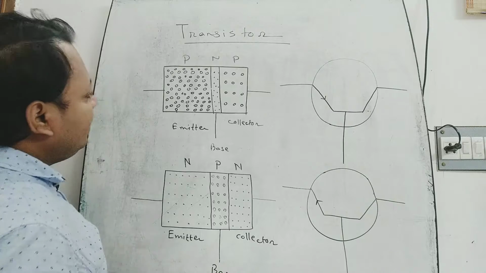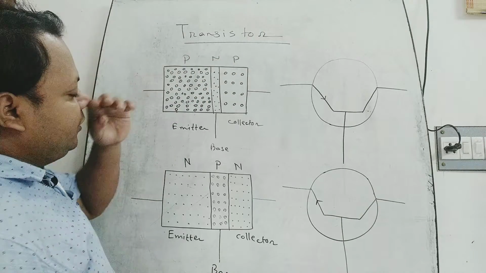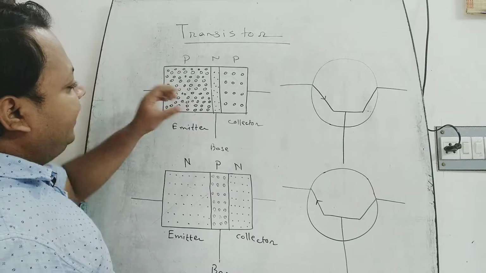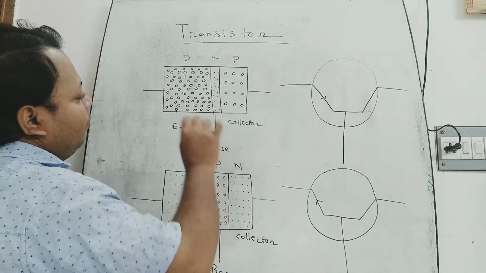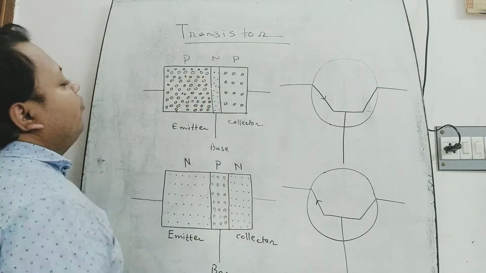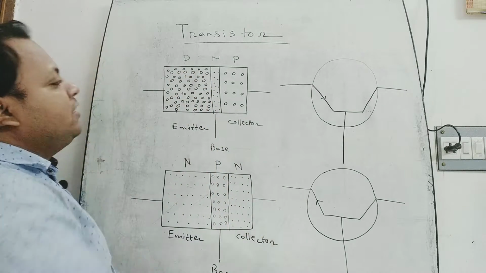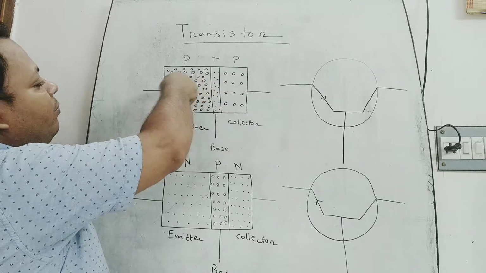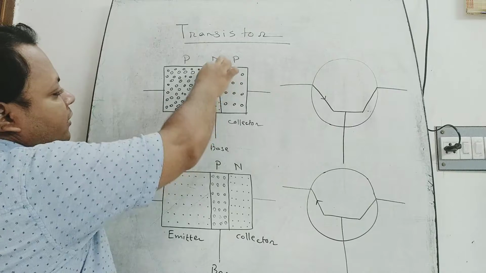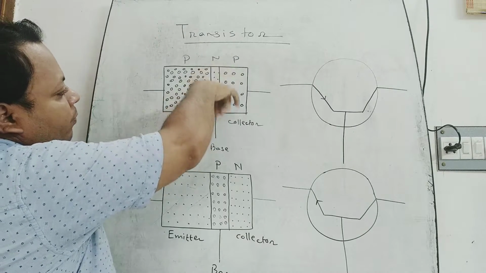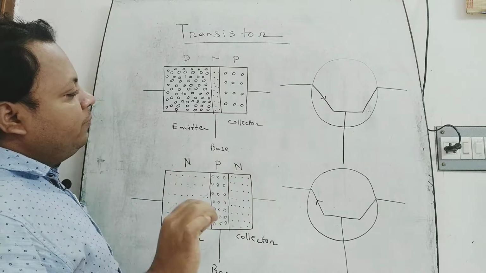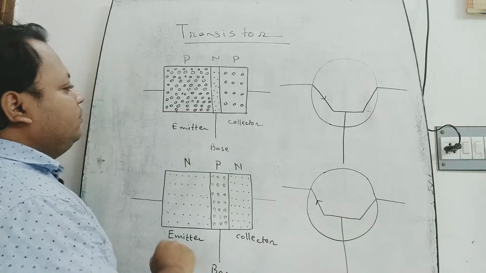In case of the P type, there are more free holes than free electrons. That is, the major charge carrier in the P type is holes, and in case of the N type part, the major charge carriers are free electrons.